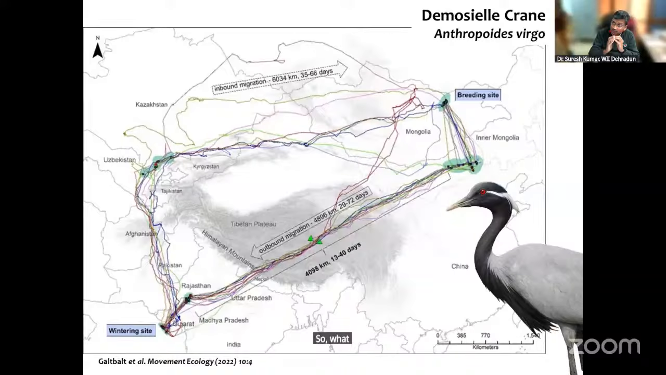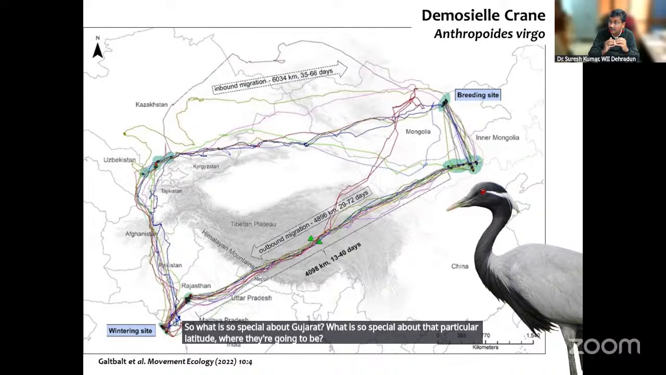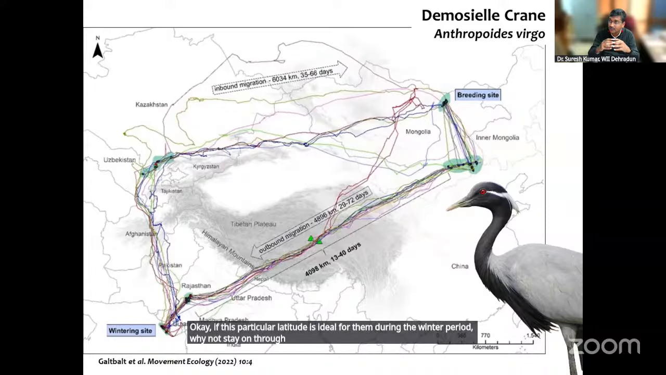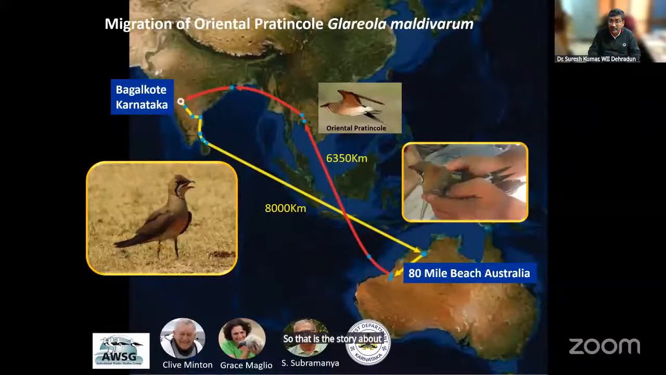So what is so special about Gujarat? What is so special about that particular latitude where they're going to be? If this particular latitude is ideal for them during the winter period, why not stay on through the rest of the year? Why have to spend so much energy getting back to the northern breeding ground? So there's definitely something that they're getting up there. So that is the story about bird migrations.